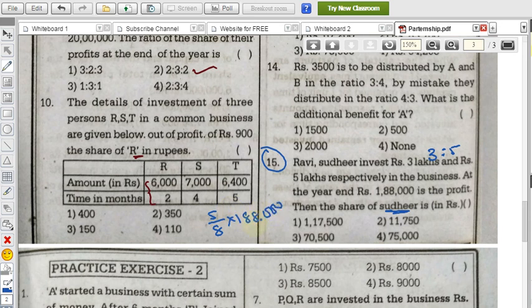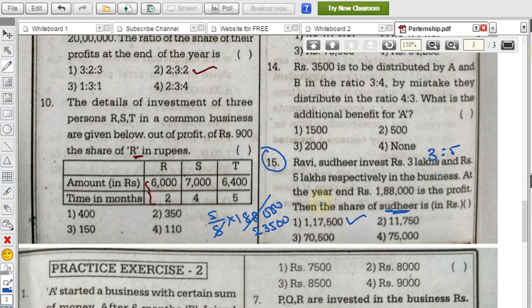1,88,000. So you can multiply. 8 2s are 16, 8 3s are 24, 8 5s are 40, two zeros. 5 into 23,500 is 1,17,500. Fine. So the problems come in this way.